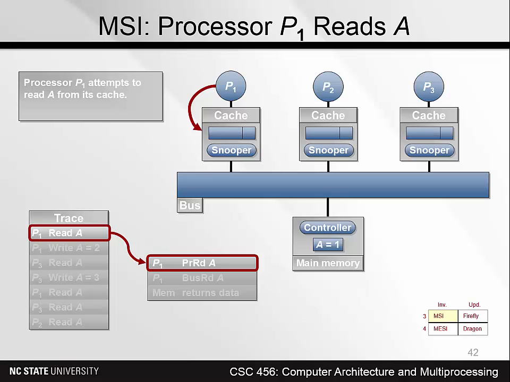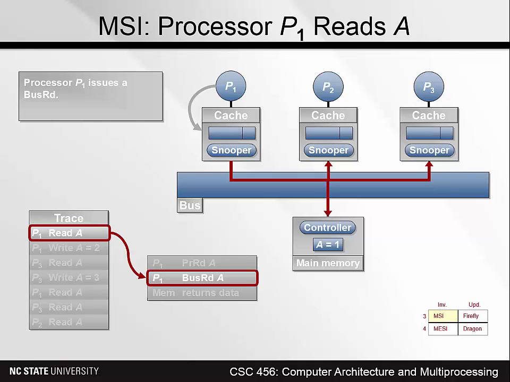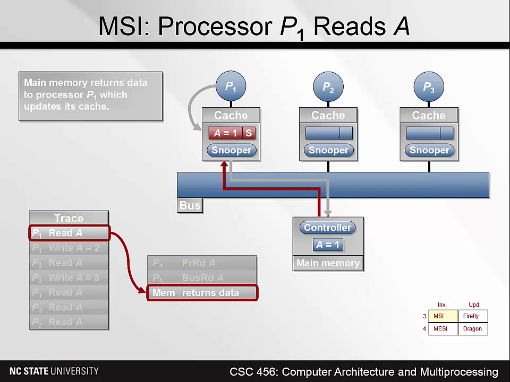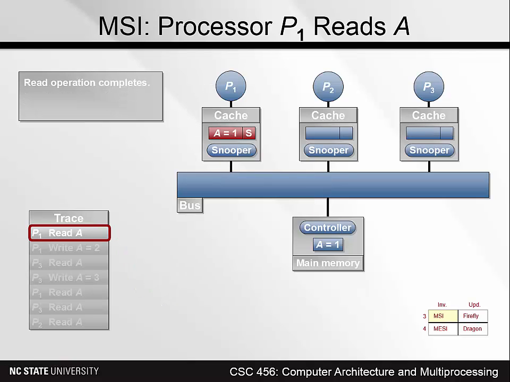First, P1 reads A. From the view of P1, this is a processor read. Since P1 does not have A cached, this is a cache miss and results in a bus transaction to fetch the block containing A. Main memory responds to the bus transaction and forwards the block to P1. P1's cache caches the line containing A in shared state. Now the read operation is complete.